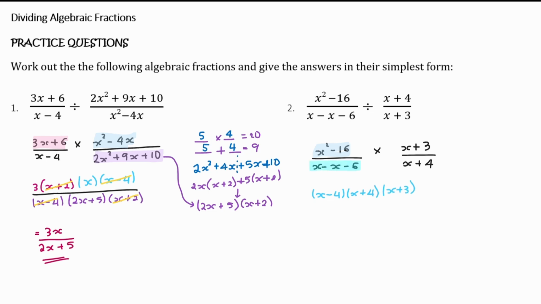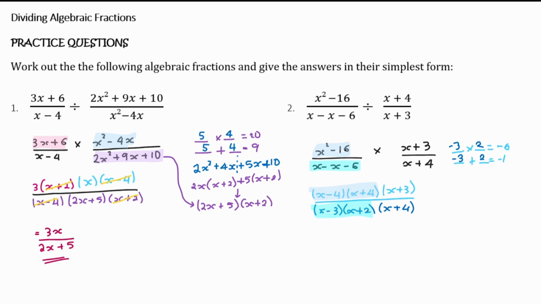And in order to factorize x squared minus x minus 6, we look for two numbers that multiply to give us minus 6 and two numbers that add to give us minus 1. And the two numbers that we will be using are minus 3 and 2. So in the denominator, we can rewrite that in its factors, which are x minus 3 and x plus 2. And we can multiply that with the second denominator, which is x plus 4.